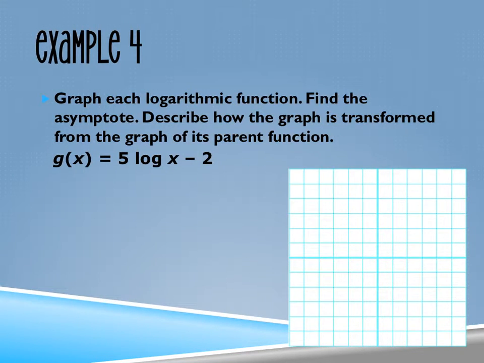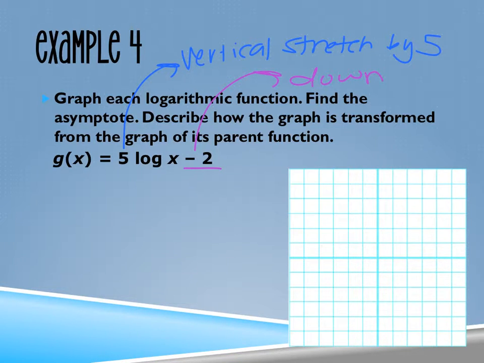Let's talk about what the graph looks like first, and then we'll actually graph these points so that you can get that visual. If it just said to describe how it's transformed, what's the 5 on the front doing? It's a vertical stretch by 5. What's the minus 2 doing? Down 2. It will be in parentheses if it's left or right. If it's not in parentheses, it's a vertical shift, which in this case is down 2.